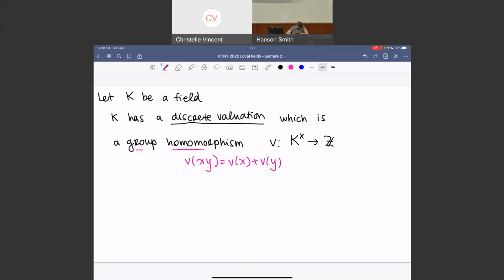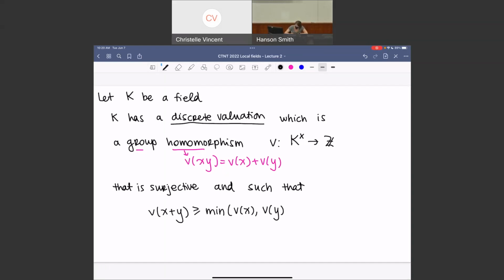Right, the group homomorphism immediately implies that property of valuation, that is surjective, and such that the ultrametric inequality holds, right? This thing will give you the triangle inequality once you apply it to the absolute value. I want to call it still the triangle inequality. There's no triangle here, but okay.